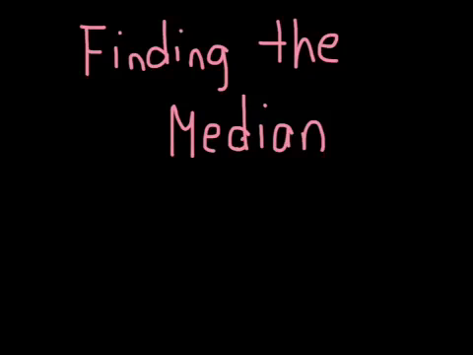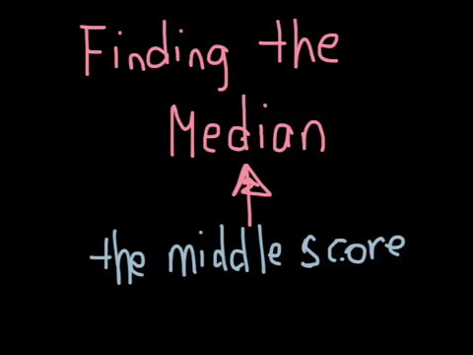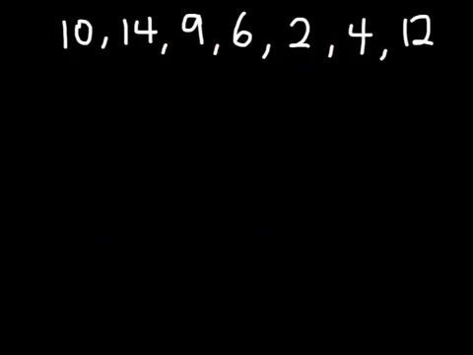Okay, today we're going to look at finding the median, which is essentially finding the middle score. Now, let's take a look at this data set that we have here. First of all, have a notice of how many scores I actually have. We've actually got 7 scores here. The smallest score that we have here is the 2, and the largest one we have is the 14.